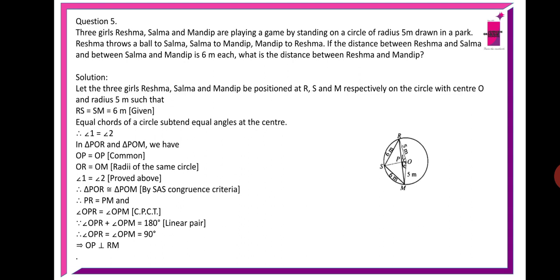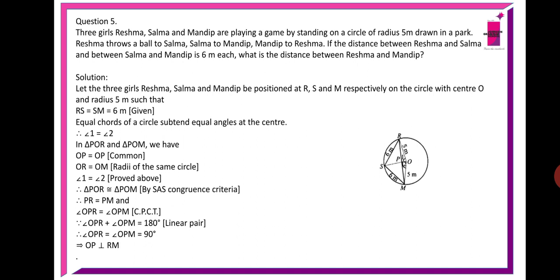Given that equal chords of a circle subtend equal angles at the center, angle 1 equals angle 2. In triangle POR and triangle POM, we have OP equal to OP, common side, and OR equal to OM, radii of a circle, and angle 1 equal to angle 2, proved above. Therefore, triangle POR is congruent to triangle POM by SAS congruency criteria.